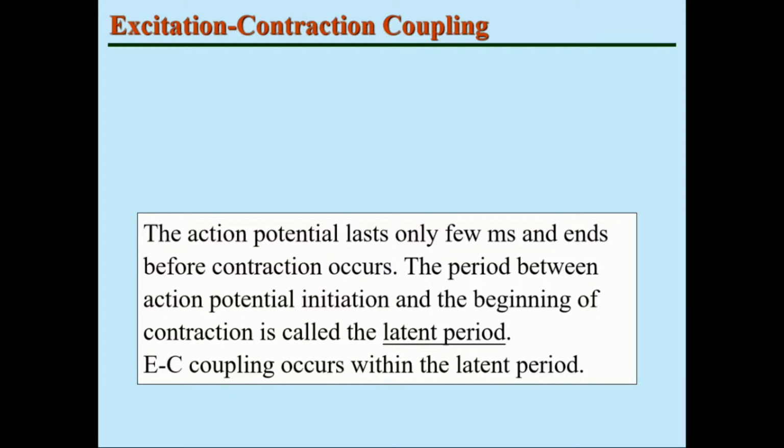The action potential of the skeletal muscle lasts only for a few milliseconds and ends before the contraction occurs. The period between the action potential initiation and the beginning of contraction is called the latent period. And so, as you might have guessed, excitation contraction coupling occurs within the latent period.